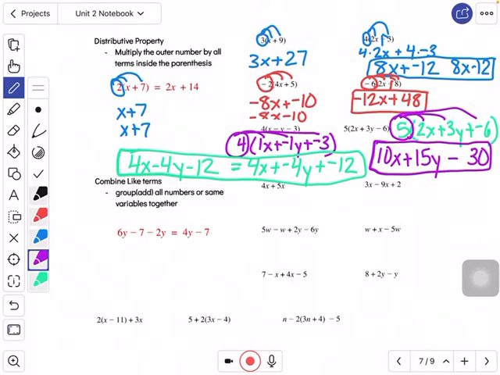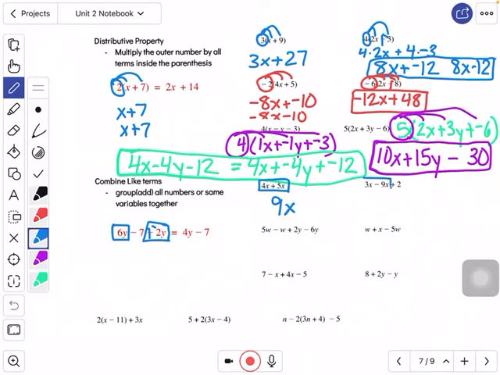Combining like terms is also a review. So remember, you group, which is really adding together all the numbers or same variables. So here we had 6y plus negative 2y. So that gave us 4y, and then the minus 7 doesn't have anything to combine with, so it stays as minus 7. So here, 4x plus 5x, like terms, that gives us 9x.